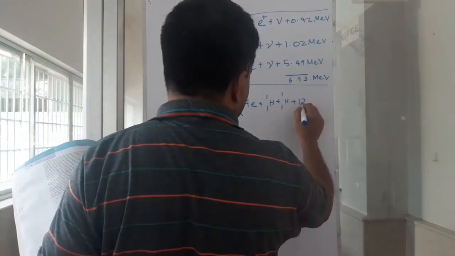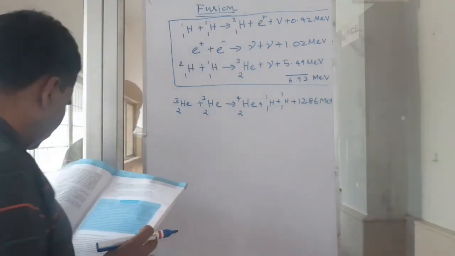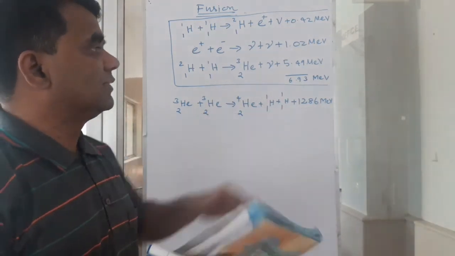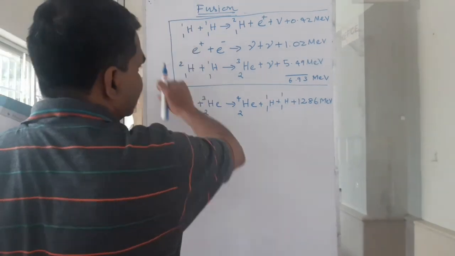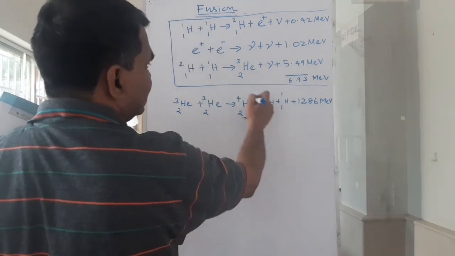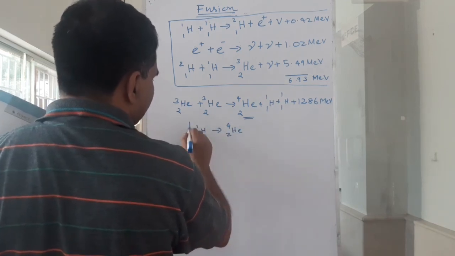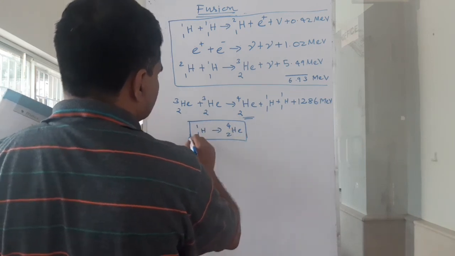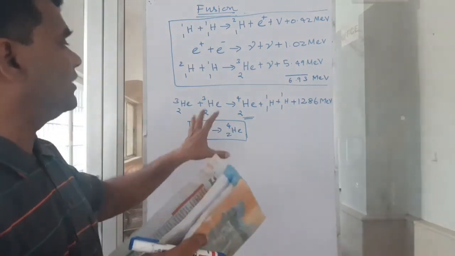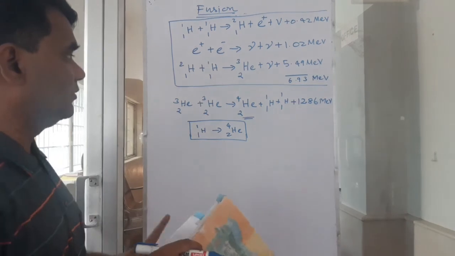In this process, it releases an energy of 12.86 MeV. But in total, you start from here and get to this helium, hydrogen getting converted into helium: 1H1 getting converted into 2He4. So what is the amount of energy released in this process? Lots of hydrogens will take part. How many hydrogens are taken? Notice, 1, 2, 3, 4. Four hydrogens come together to form one helium.